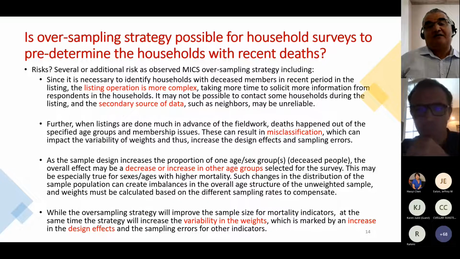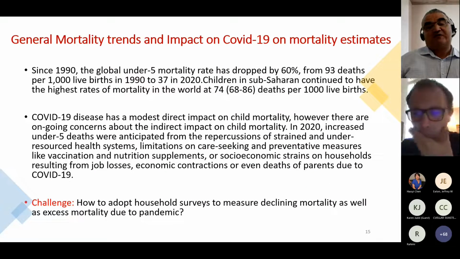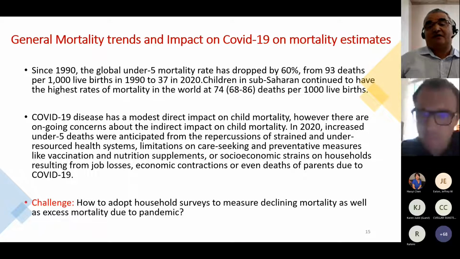But I think it is really worth discussing as an alternative to deal with these decreasing rates and also the rare events. When we look at the general trend, we really see a significant drop in the last 30 years. It has dropped 60%, but we still have some regions, in Sub-Saharan Africa, with almost 75 deaths per 1,000 live births. So the issue is really challenging.